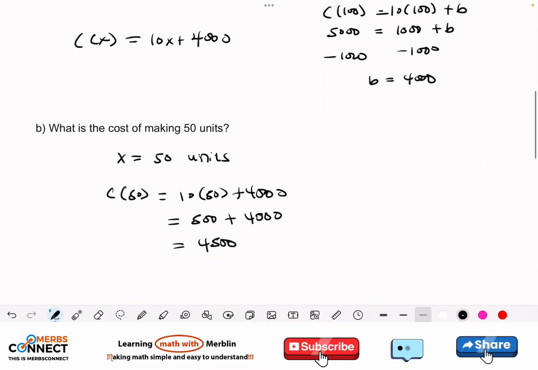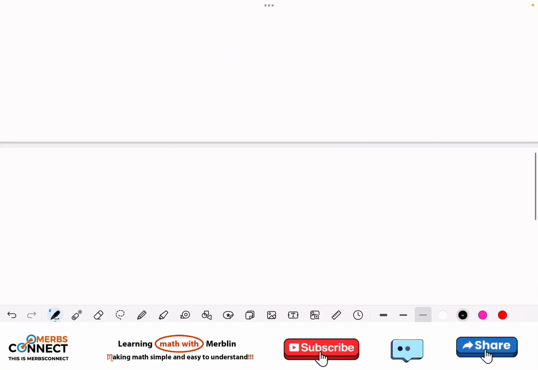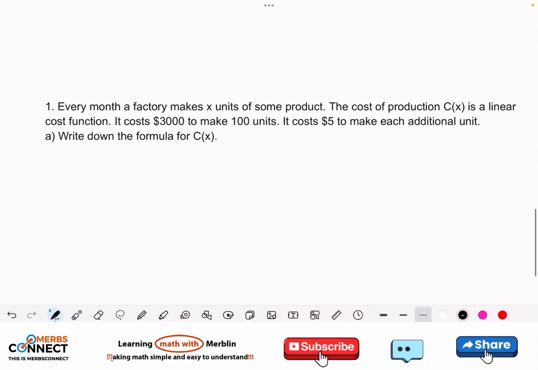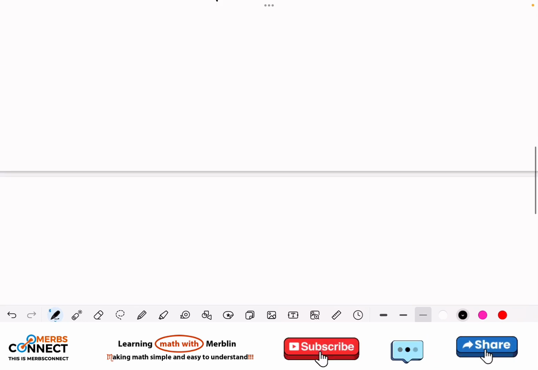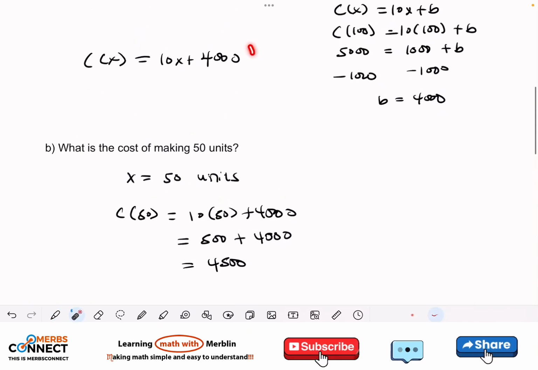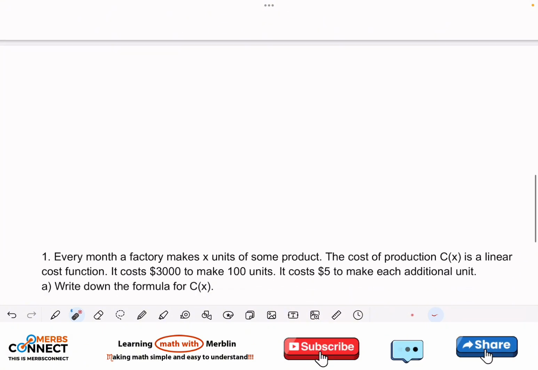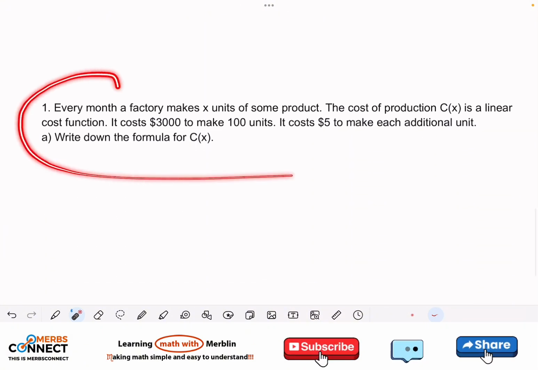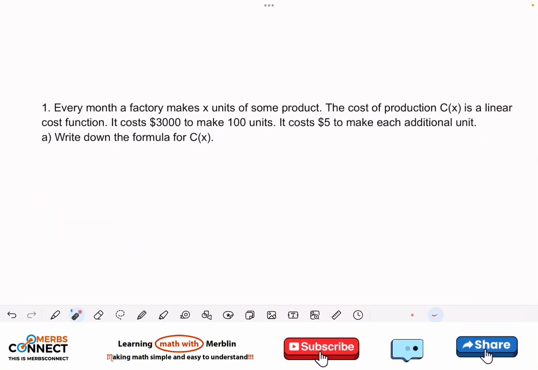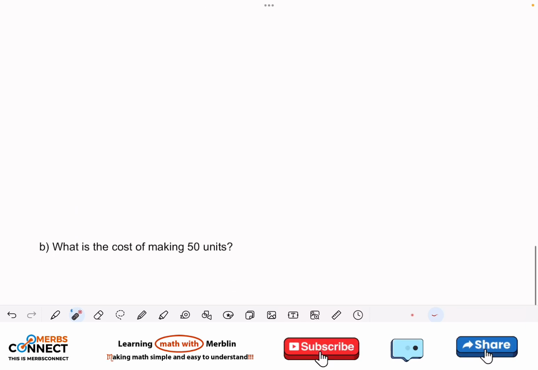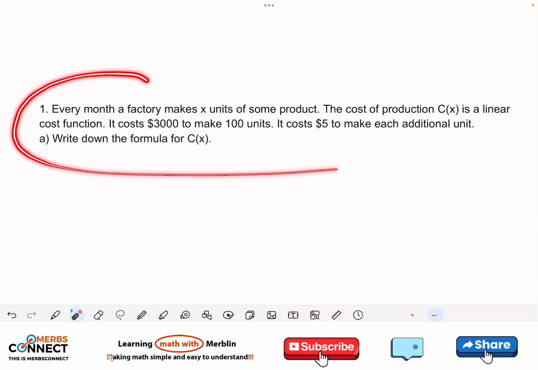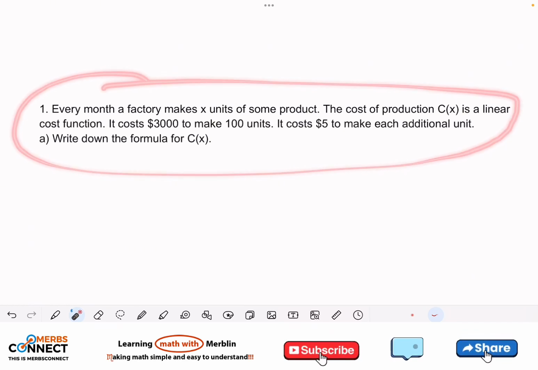So let's look at a similar one here. I'll just show it to you. You just do it and then you paste your cost function like this, and the final result for part b that you are going to get, you can also put in the comment section. So this follows the same trend, and then when you finish, you find the cost of making 50 units from the linear cost function that you are going to get here.